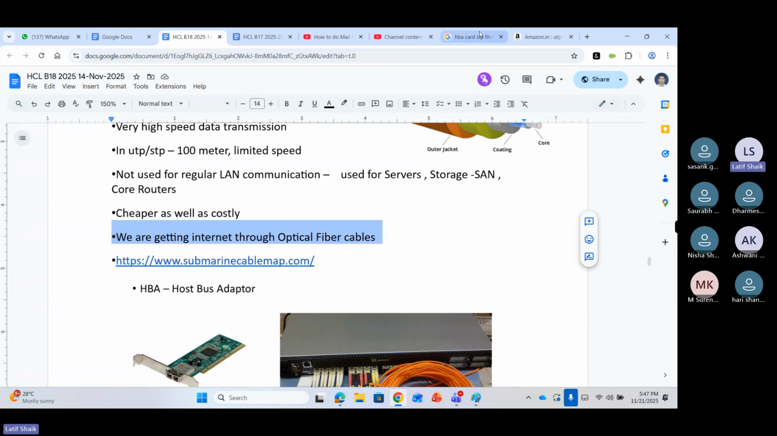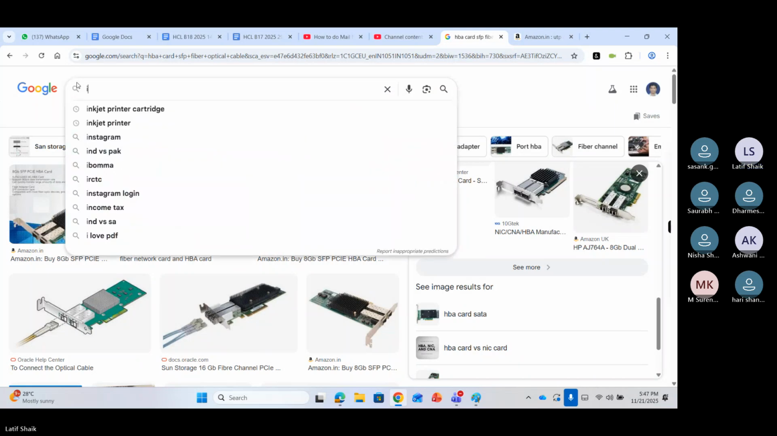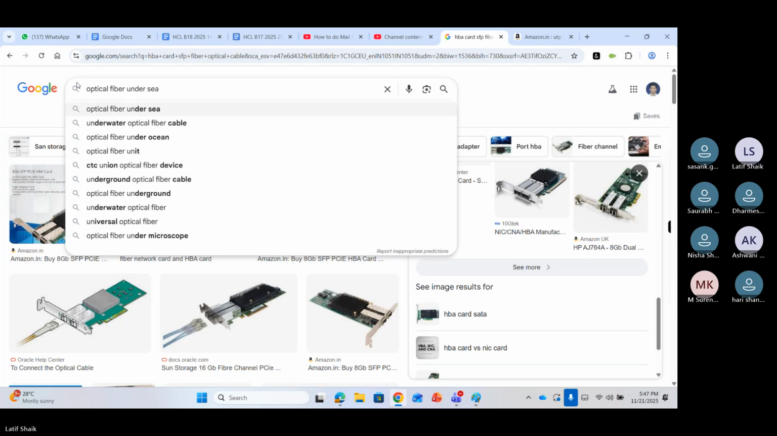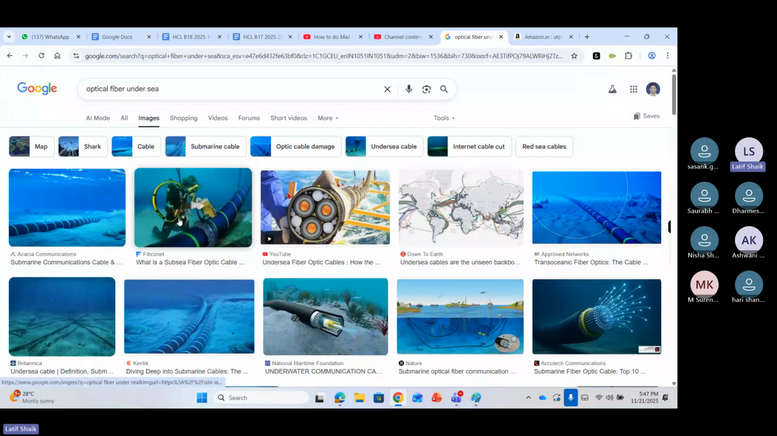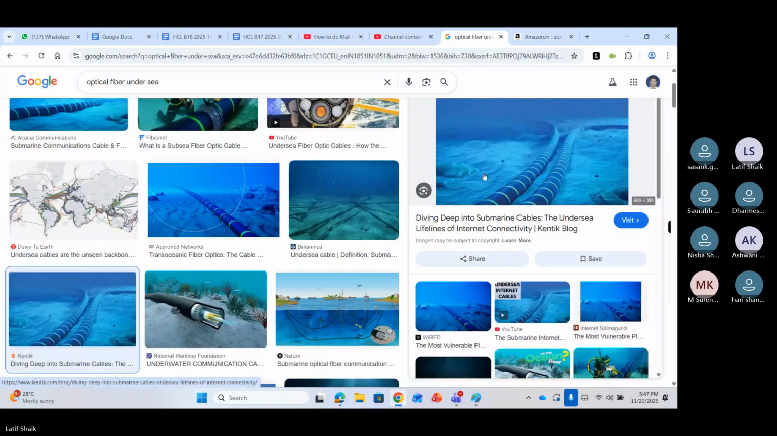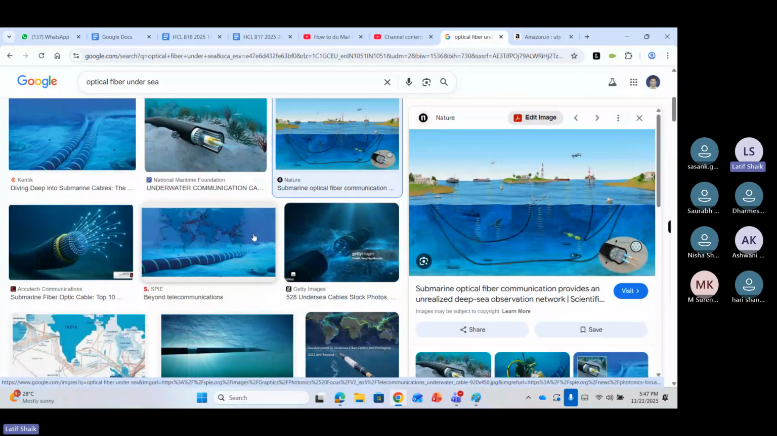Okay, fiber optical cables. So put a fiber optical underwater. Fiber optical cables. See, these are directly placed underwater. These are all fiber optical cables. They put underwater fiber optical cables.